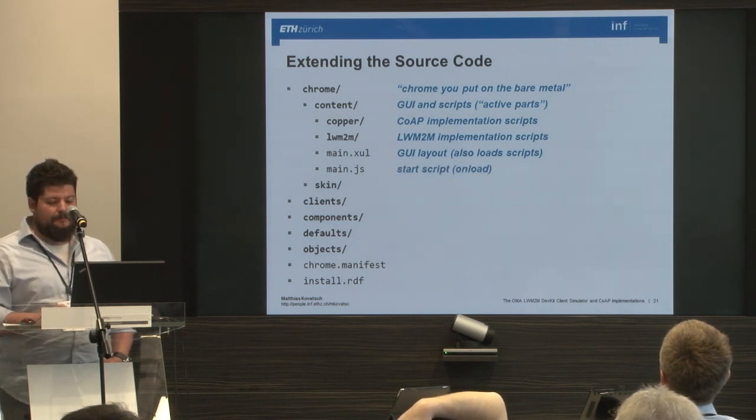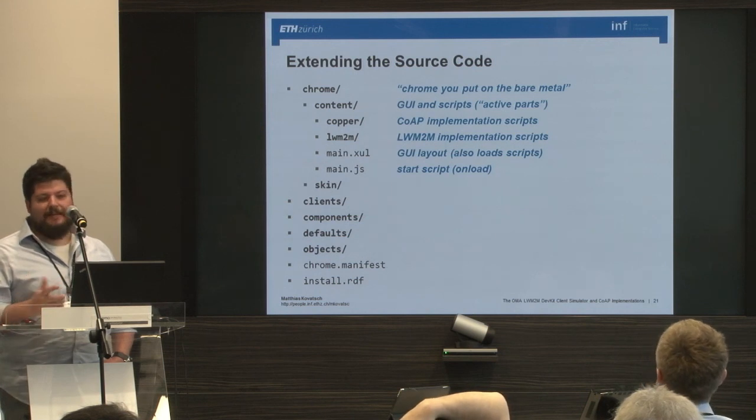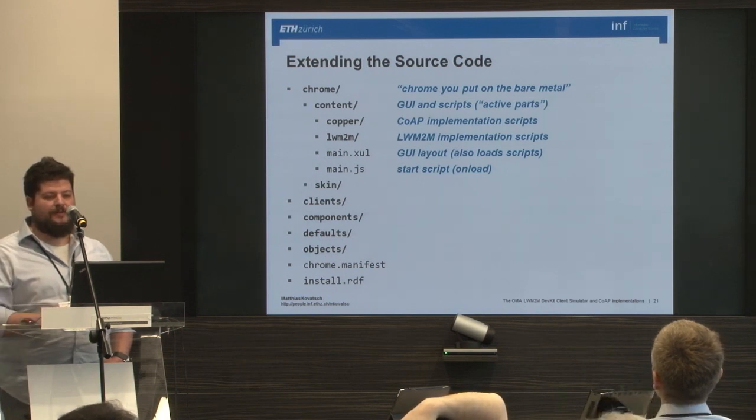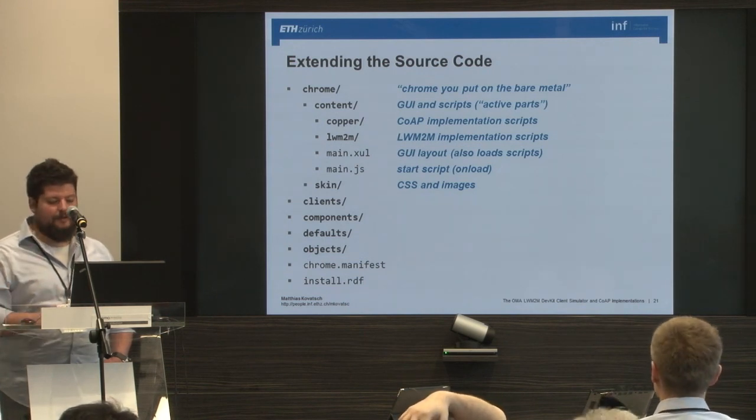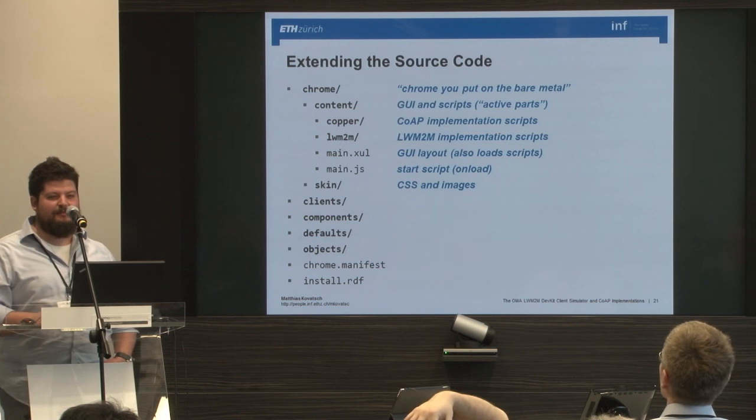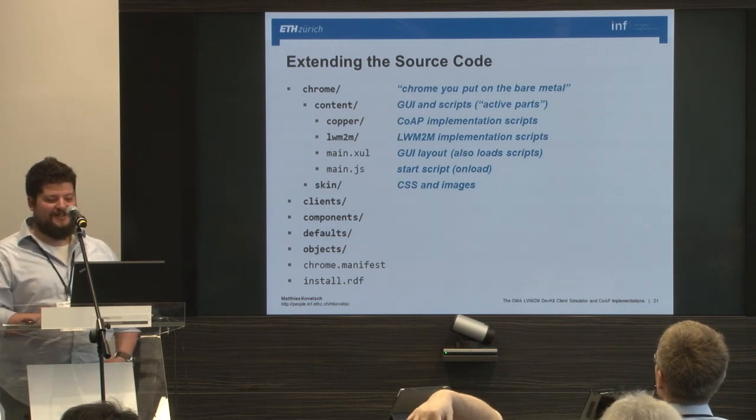And the usual way, there's a kind of main.js, which is the start script, so that's run on onload and then will trigger the first things like this CoAP ping and setting up some of the elements in the GUI. The other thing is the skin folder, so that's the CSS and images for how this add-on appears. So I don't plan to provide different skins because that's kind of not the point of this extension.